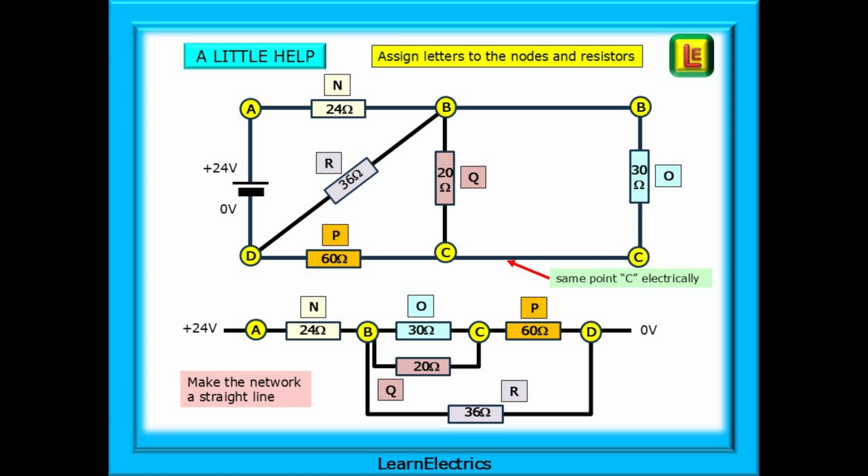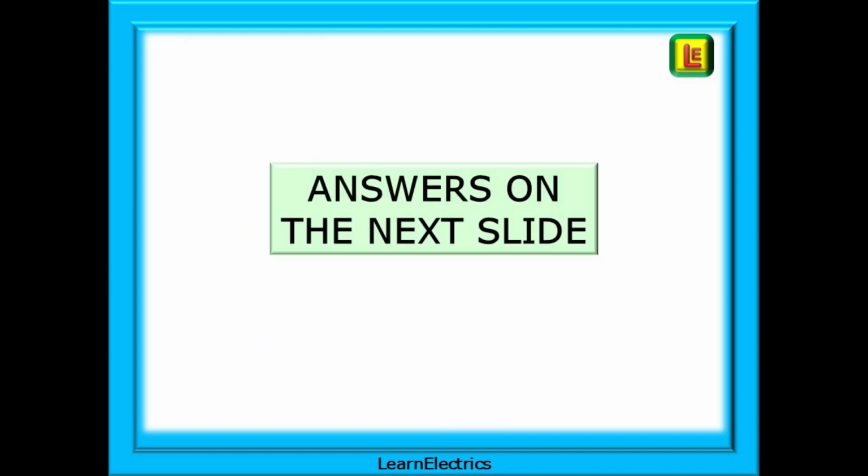Make the network into a straight line, starting at the positive supply terminal and ending at the negative supply terminal. Check on your drawing that you have the right number of nodes and resistors, and check that each node has the correct number of lines coming out of it. The answers are on the next slide. Move on when you think that you have your 5 answers.